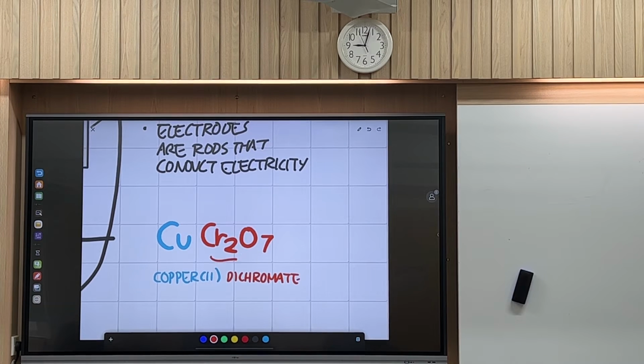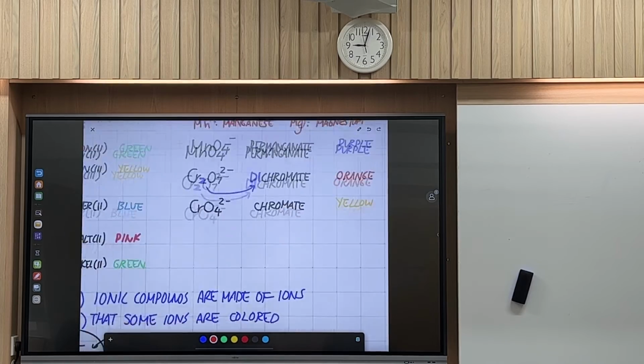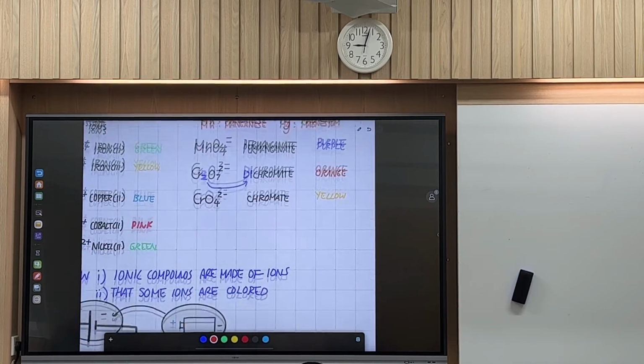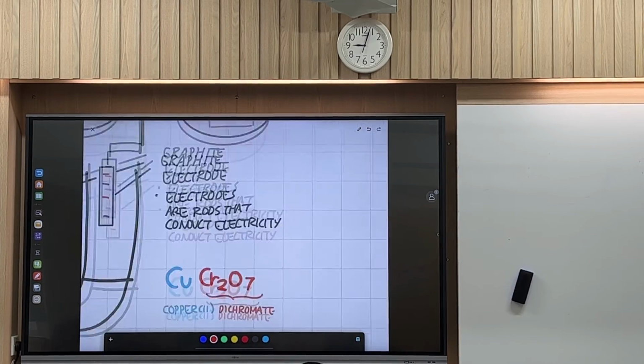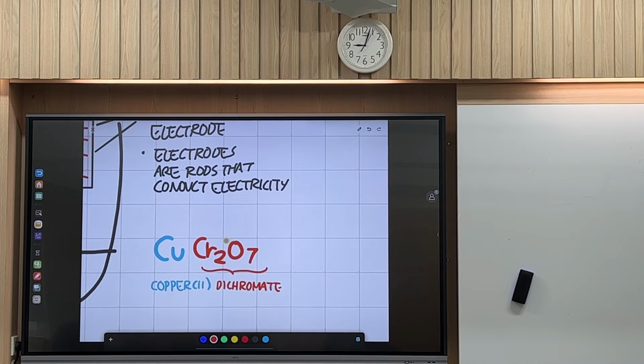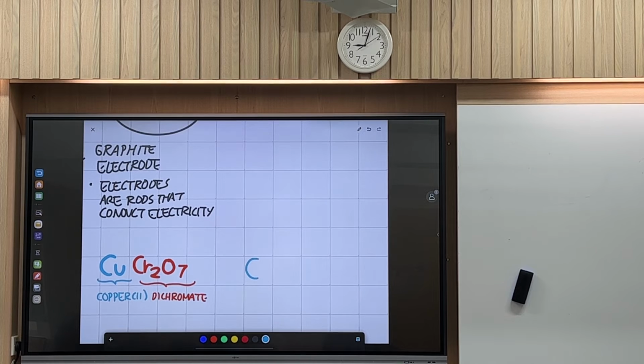This part of the compound, we call it dichromate. You saw that before. This is the dichromate ion, Cr2O7 2-. Why do you not see any charge in here? That's because copper 2 means Cu2+, dichromate means Cr2O7 2-. They cancel out.